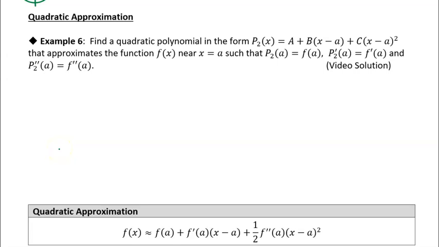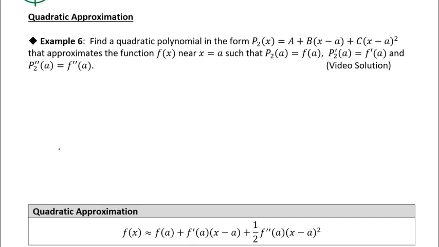All right, now we're going to get fancy. You might recognize that this example is a lot like example 2. In example 2, we were asked to find a linear polynomial that approximated the function near x equals a, and we were trying to match the value of the polynomial to the value of the function and the first derivative of the polynomial to the derivative of the function. Now we're just going to take it one step further.